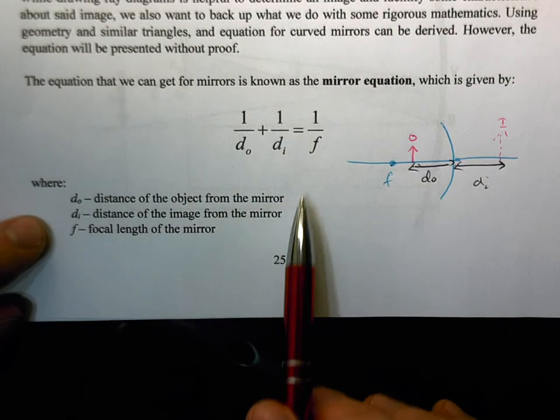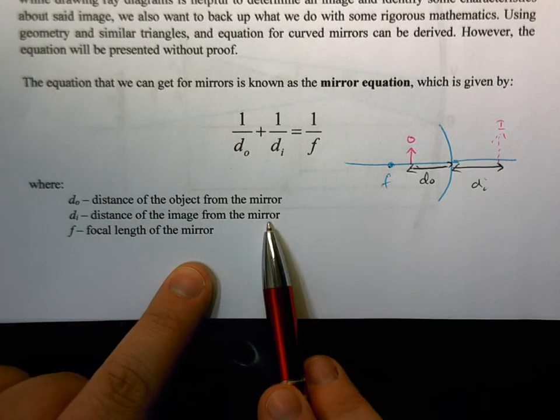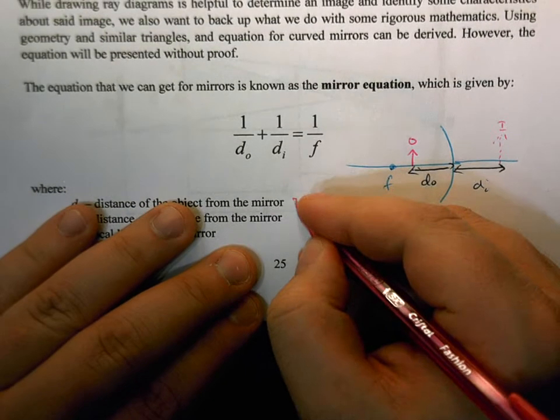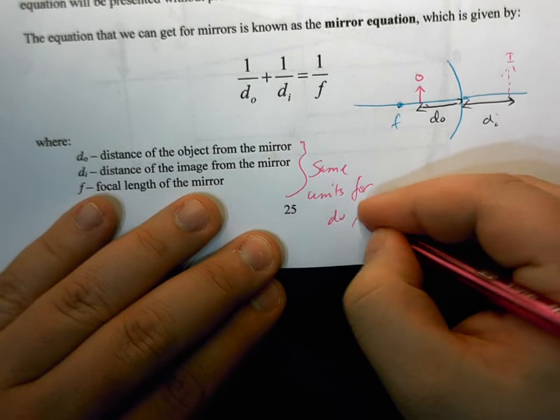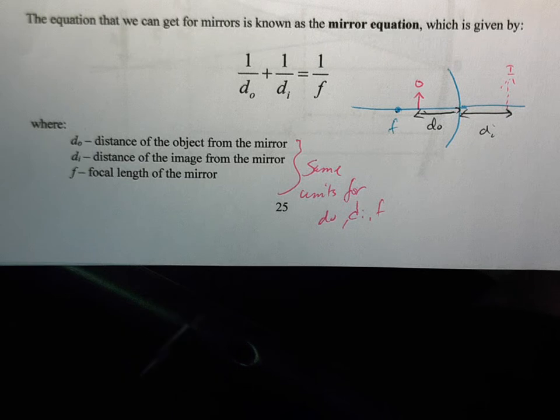Now, you'll notice that I don't have any units here. The reason for that is there's no hard and fast units that you have to use for this equation. As long as the units are the same on dO, dI, and f, it doesn't matter. So all we want is the same units for dO, dI, and f. You could use meters if you want. But more traditionally, you're going to find that dO, dI, and f are in centimeters, just because that's the more appropriate scale for most of the applications that we do with mirrors, and as you'll see a little bit later, lenses. But the units don't matter. As long as they're in the same units, you're good to go.